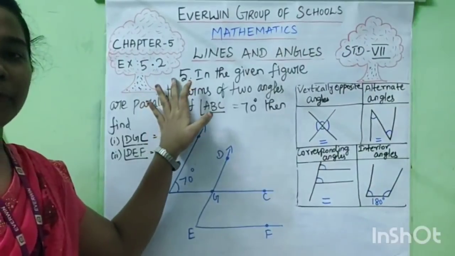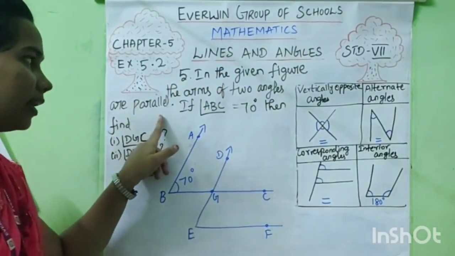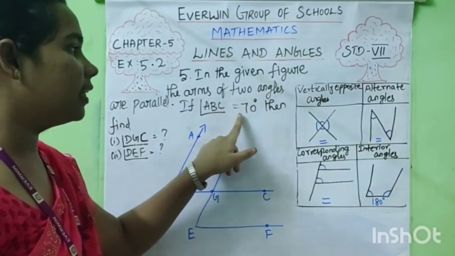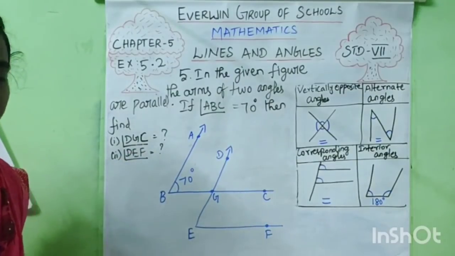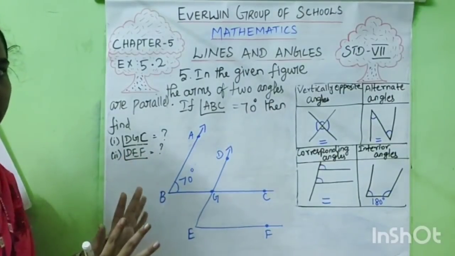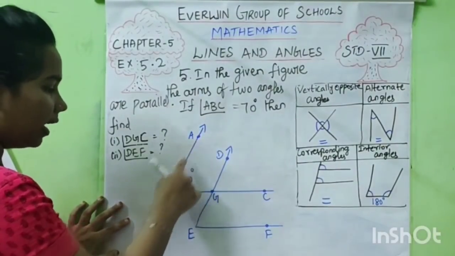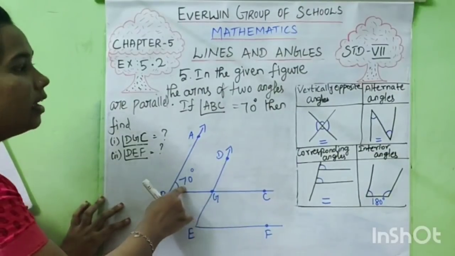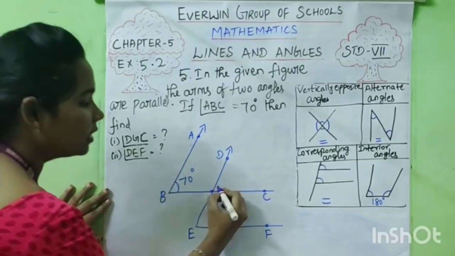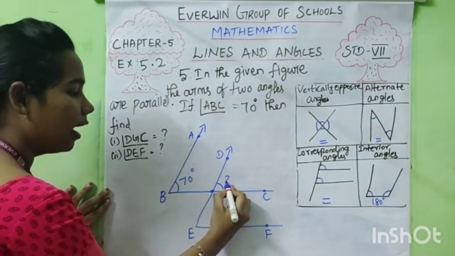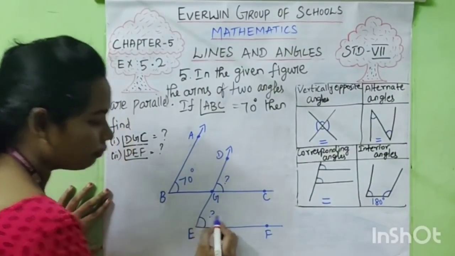Clear, children? Fifth problem. In the given figure, the arms of two angles are parallel. If ABC is 70 degree, then find DGC and DEF. Here they told they are parallel lines. Okay, children? And they have given ABC is 70 degree. And then we should find DGC and DEF. That means this angle we should find and also DEF, this angle also we should find.